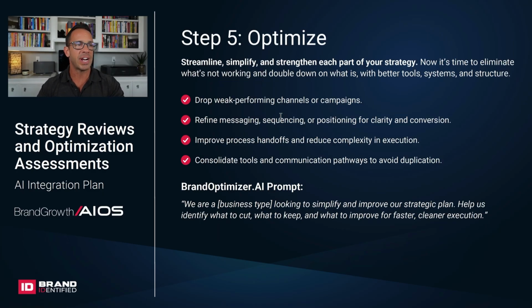Now moving on to step number 5, and that is to optimize. Streamline, simplify, and strengthen each part of this strategy. Now it's time to eliminate what's not working and double down on what is with better tools, better systems, and a better structure. So drop your weak performing channels or your weak performing campaigns. Refine your messaging, your sequencing, or your positioning for clarity and conversion. Improve your process handoffs and reduce complexity in the execution, and consolidate any tools and your communication pathways to avoid duplication. And then I've given you another BrandOptimizer.ai prompt to help you out here in step number 5.